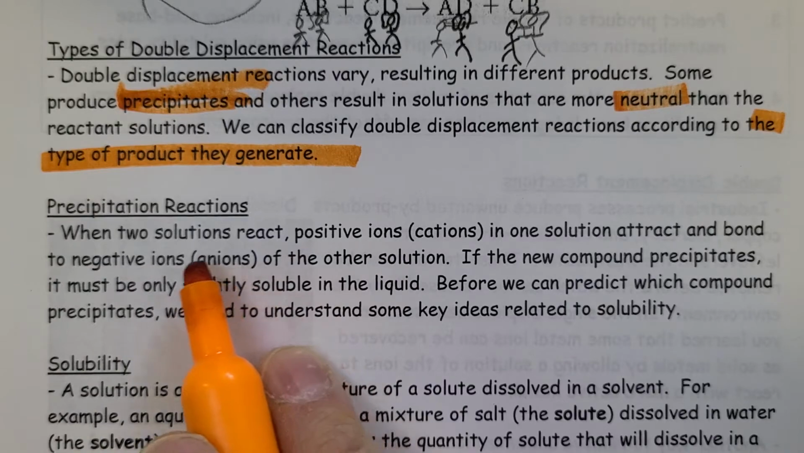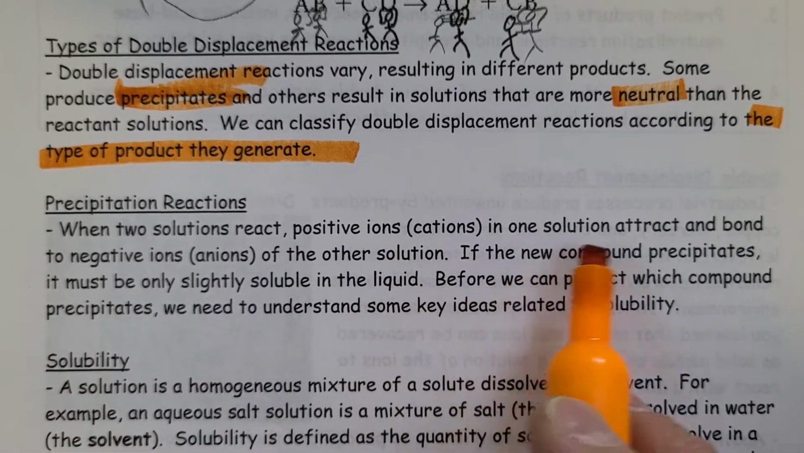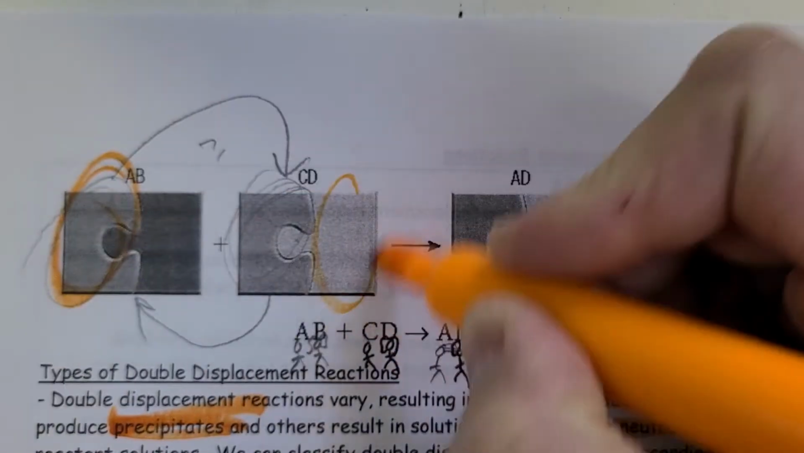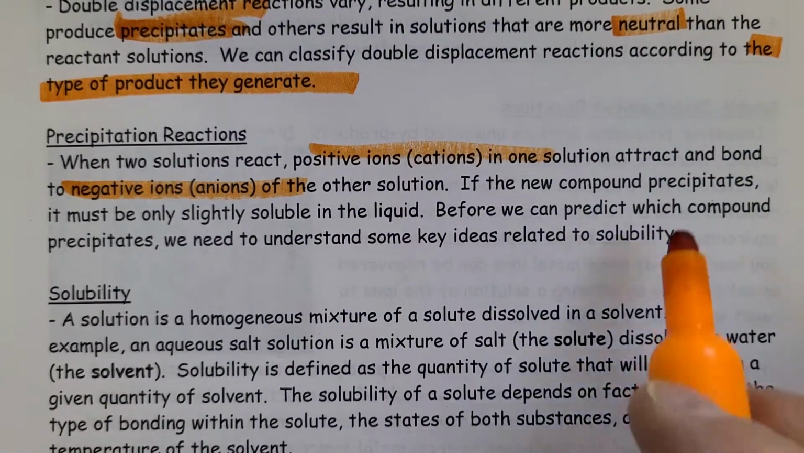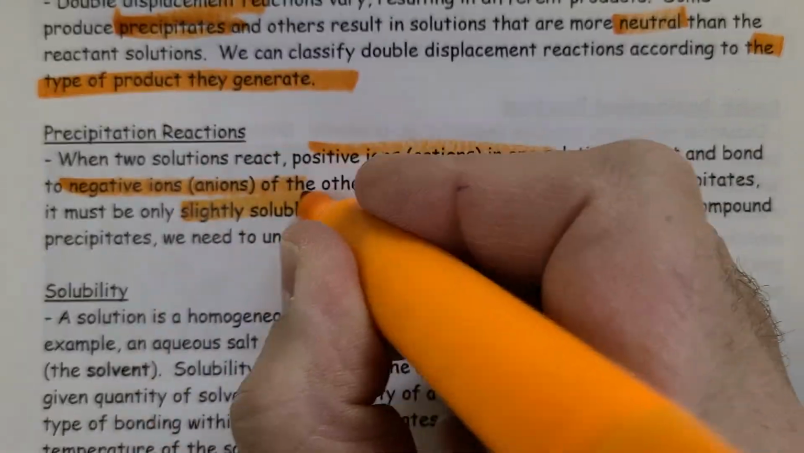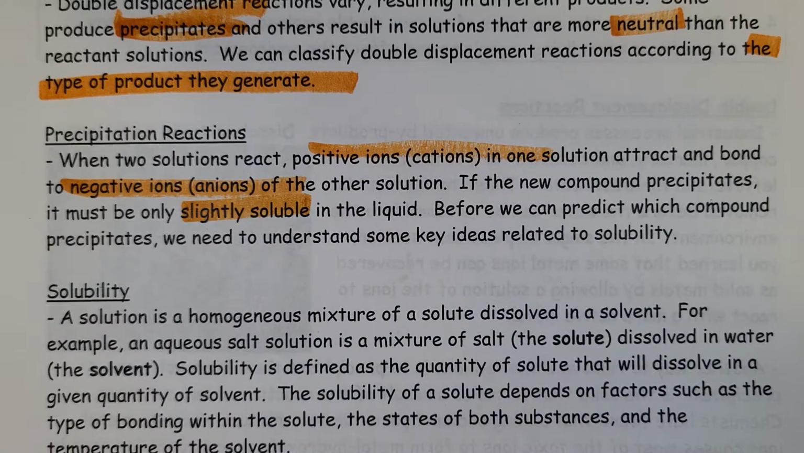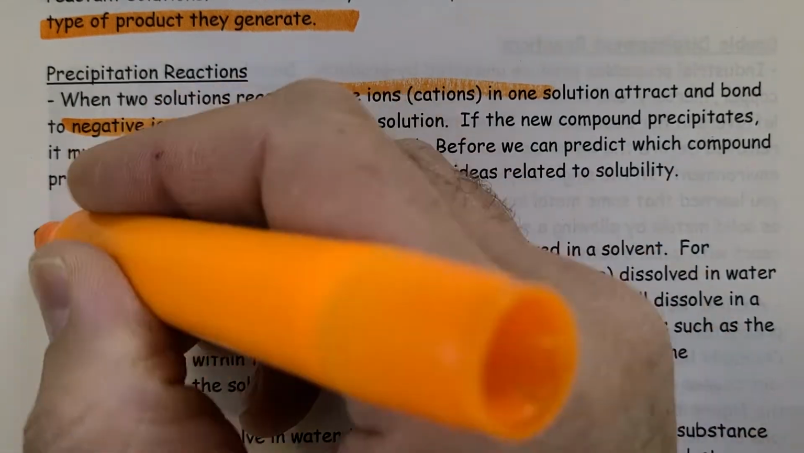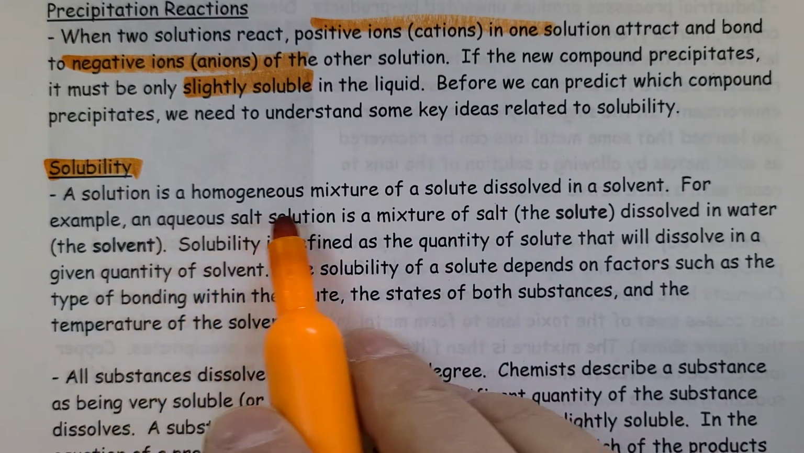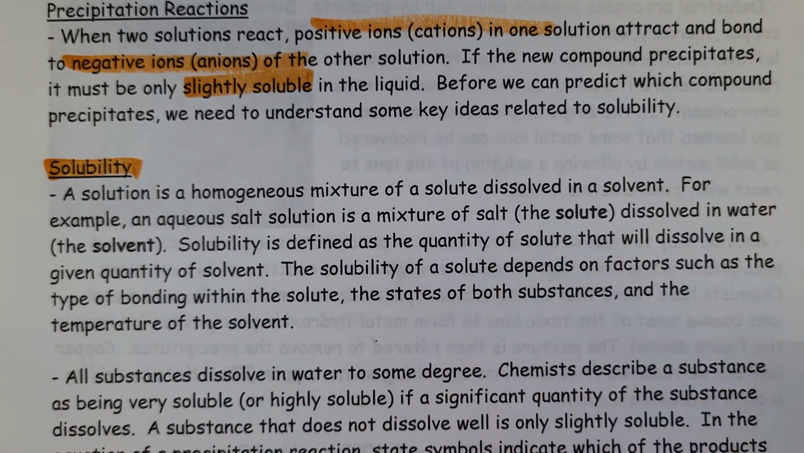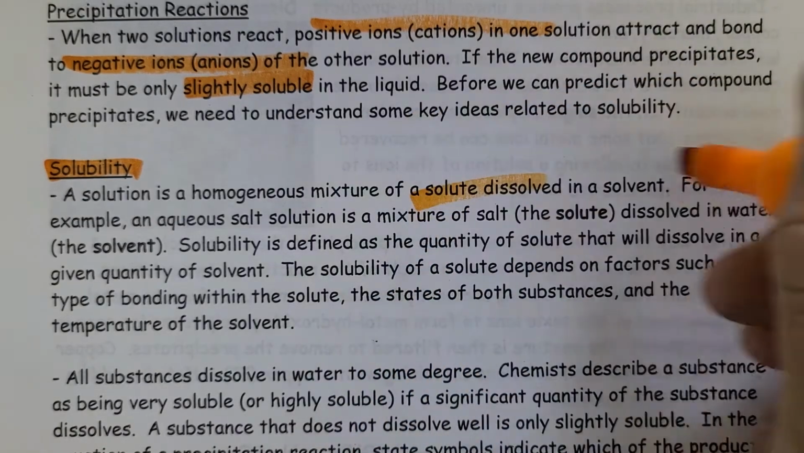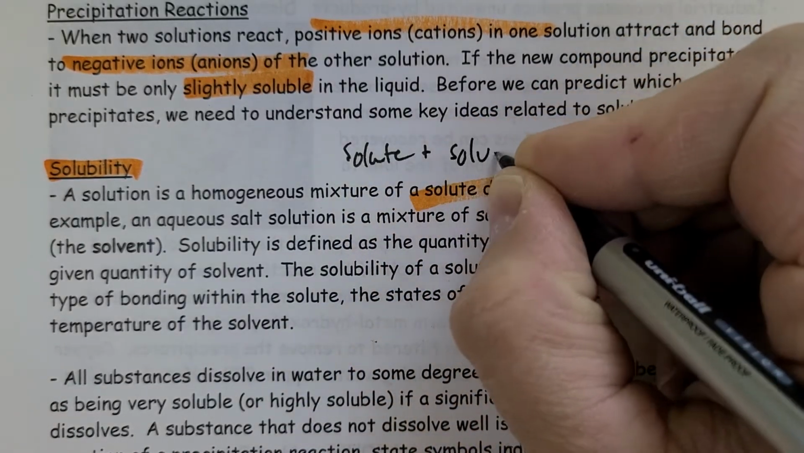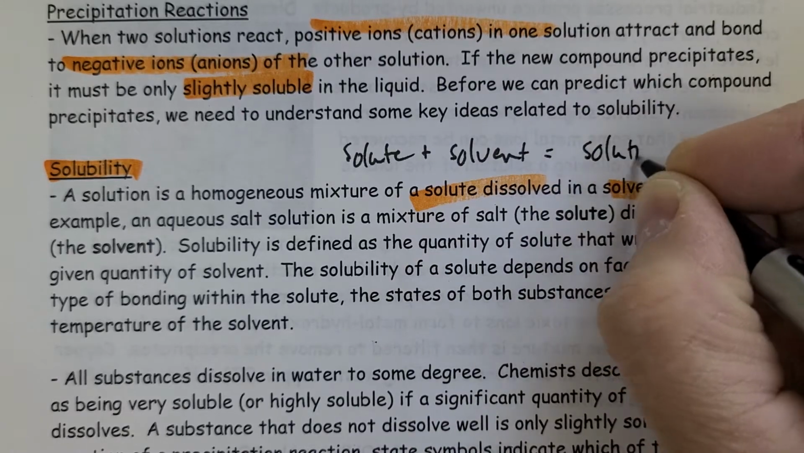When two solutions react, positive ions, or cations, in one solution attract and bond to the negative ions of the other one. Just like here, this positive combines with this negative potentially. If the new compound precipitates, it must be only slightly soluble, which means it doesn't dissolve really well. Before we can predict which compound precipitates, we need to understand some key ideas related to solubility first of all. A solution is a homogeneous mixture, that means it looks like one thing, one solution, of a solute and a solvent. So a solute plus solvent makes a solution.